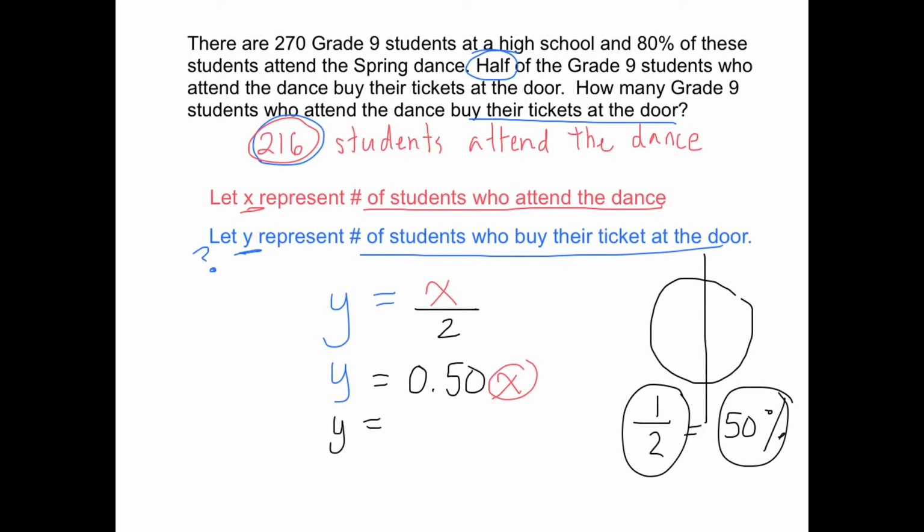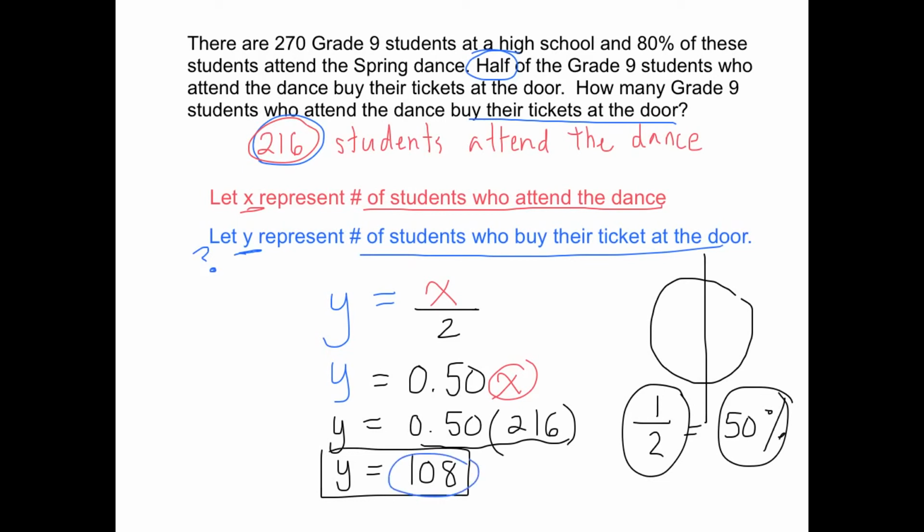Y is equal to 0.50 multiplied by 216. Can we calculate this now? Let's simplify the right side of this equation. Y is equal to 108. We've just found that there are 108 students who buy their ticket at the door.